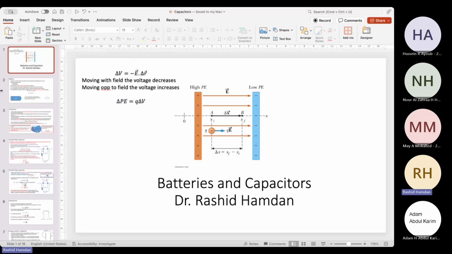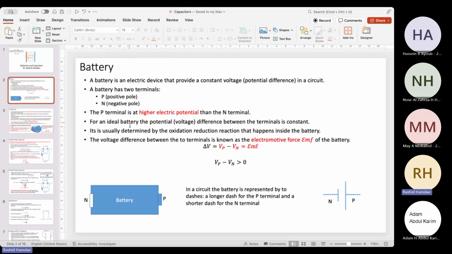Okay. Now we need to build the circuits that we're talking about. We need a source of voltage. We need something that gives us a constant potential difference between the plates. We do that using chemistry. So that's what a battery is. A battery is a device that has two terminals, two sides to it. One we call the negative terminal, and one we call the positive terminal, or P and N.